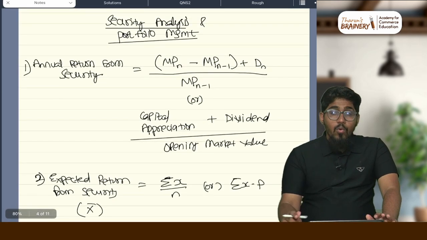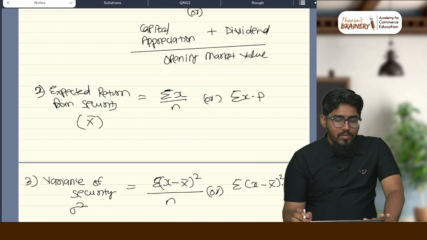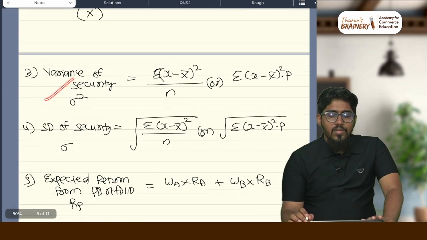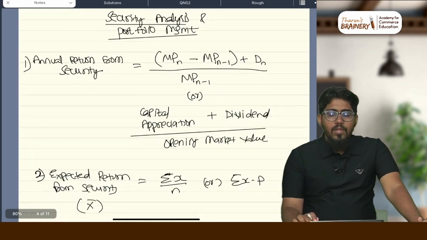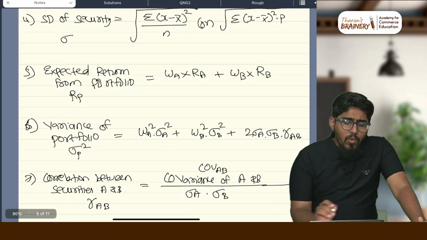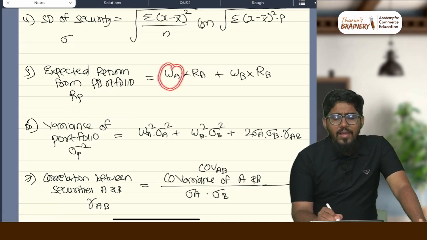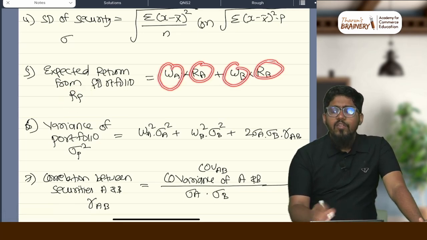Every formula is a question. This formula is a question, variance and standard deviation. Every formula is a question. Now, sir, what is the expected return of the portfolio? Weight of A into return of A plus weight of B into return of B.